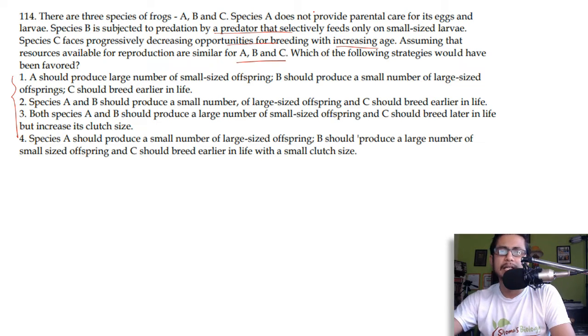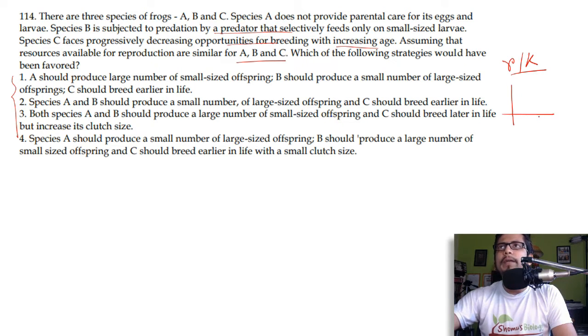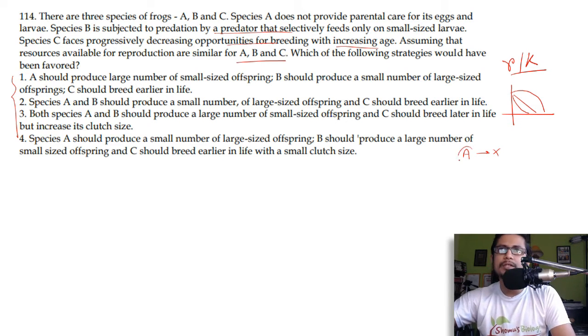There are 4 different strategies listed, which explain what is best favored for all the 3 species for their proper reproduction and growth. If you read this question, you'll remember one thing: it says they do not provide parental care for eggs and larvae. So this is a reproductive strategy question, and we know there are 2 strategies, r-selected and K-selected species, and based on survival at different stages of their life, we can also call them type 1, type 2 and type 3 survivorship curves. So this question is from this part, and if you have prepared this, you can answer it with basic logic.